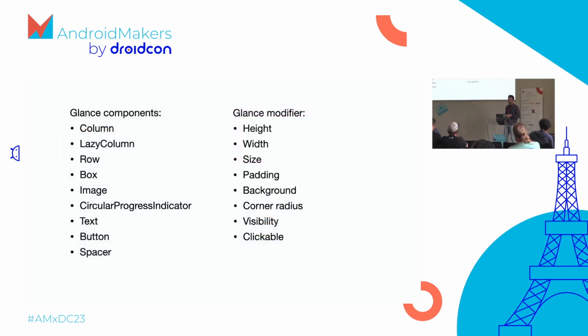And here's the list, quite simple, as you can see, and short. What are the available Glance components and Glance modifiers? So you have column, lazy column, row, box, things like that. And then the height, width, size, padding, background, radius, visibility, and clickable. So not a lot, but enough to create simple widgets.